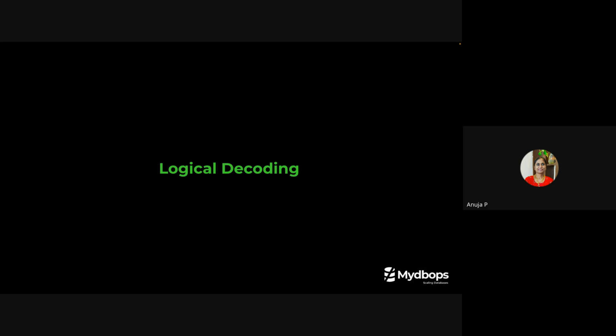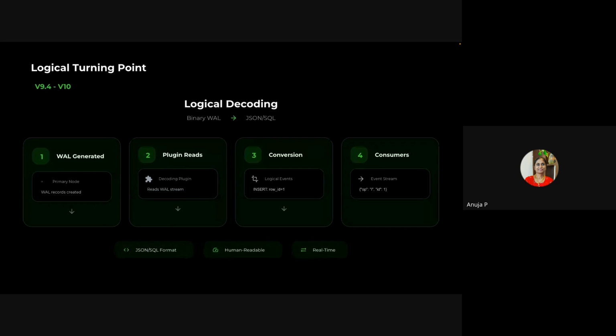Along with the replication slot feature, version 9.4 also introduced logical decoding. So what is logical decoding? Logical decoding is where the binary WAL files are converted into human understandable formats such as JSON or SQL. When a WAL is generated, a decoding plugin will read the WAL stream and convert it into logical events, and these logical events are given to the consumers. So logical decoding enabled human readable formats such as JSON or SQL, and it also synced the real-time data.